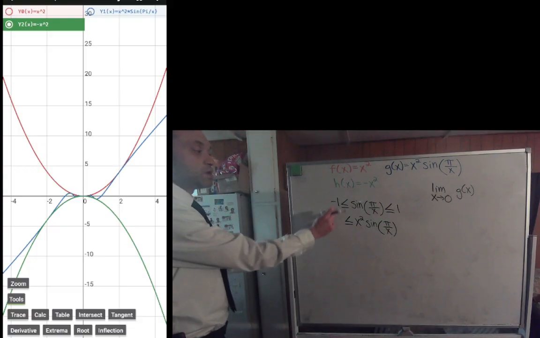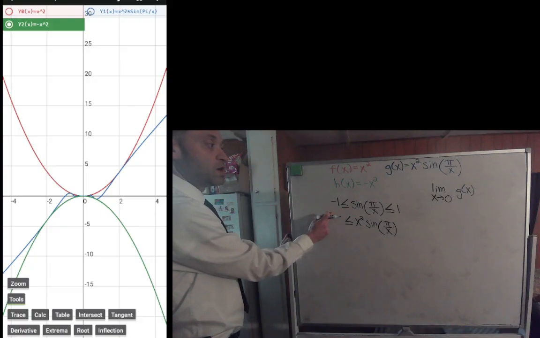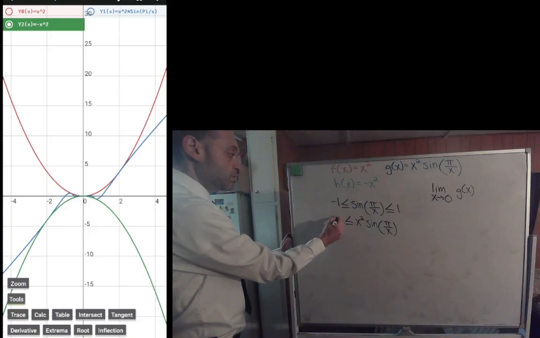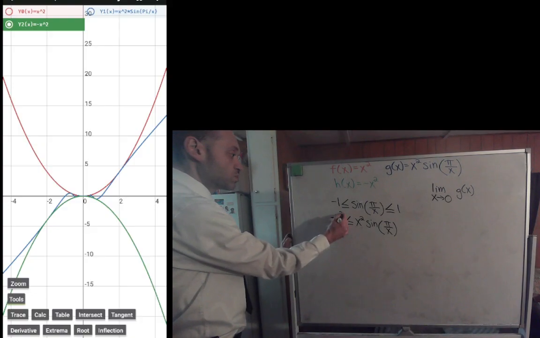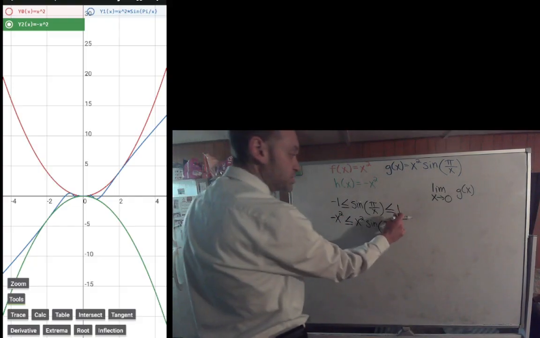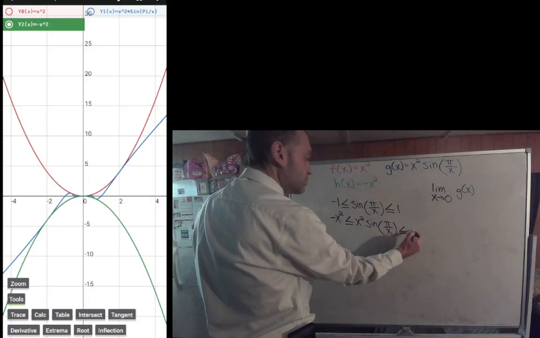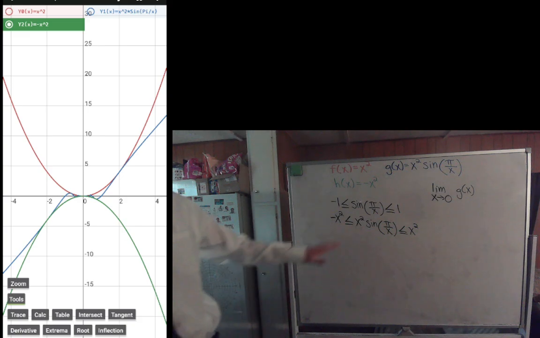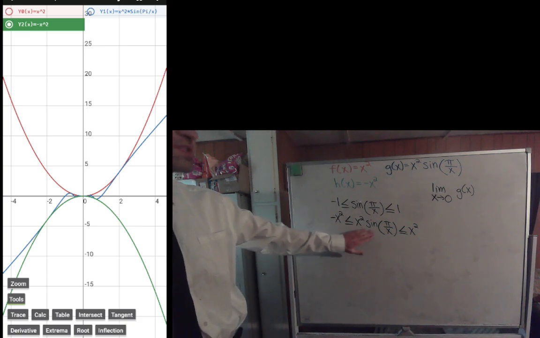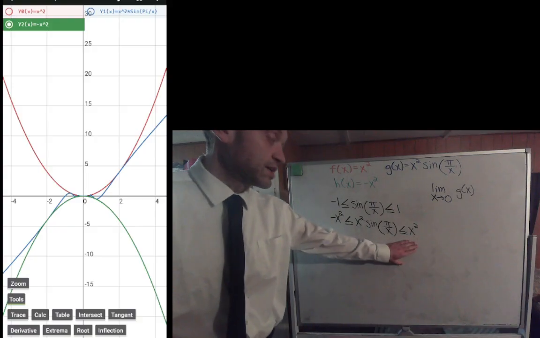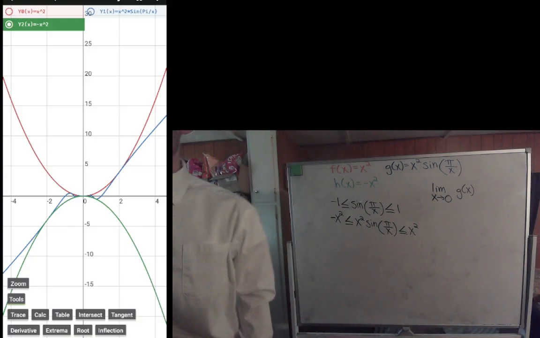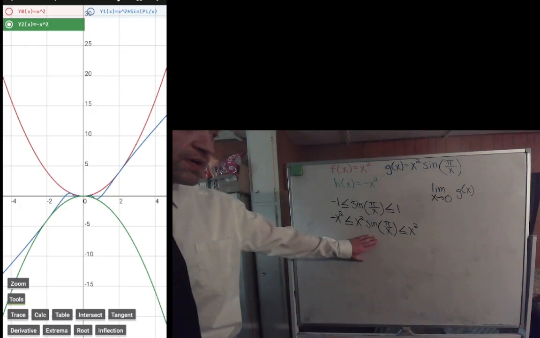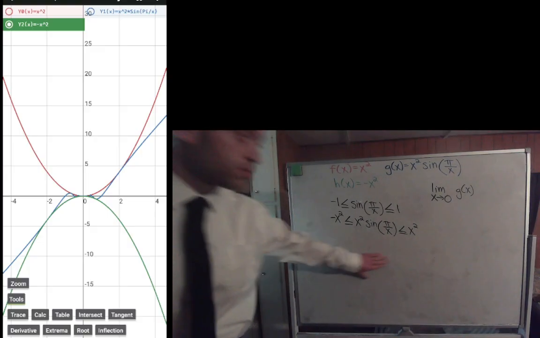Now, if you multiply the left side of the inequality, take -1, multiply it by x squared, you would end up getting the negative of x squared. And then if you multiply that 1 by x squared, you would end up getting x squared. So now you have that negative x squared is less than or equal to x squared sine of pi over x, which is less than or equal to x squared. So actually, yes, with the graph now, we see how this middle function is sandwiched between the two other ones.